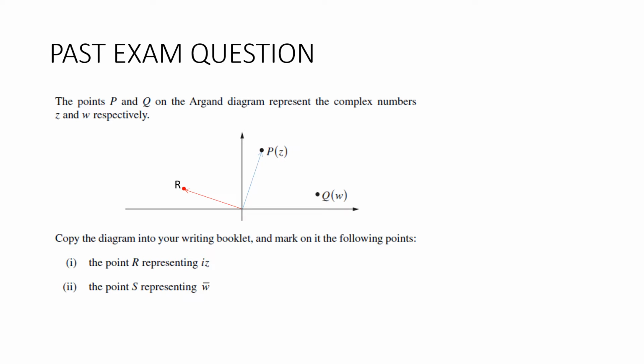The point S representing the conjugate of w. So here's w. We're going to reflect that over the x-axis. So there's the point S. And then finally, T, the point representing z plus w. So this is where we're going to do vector addition and find the combined displacement. There's the point T.